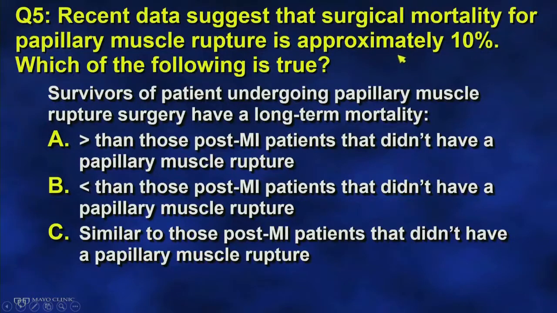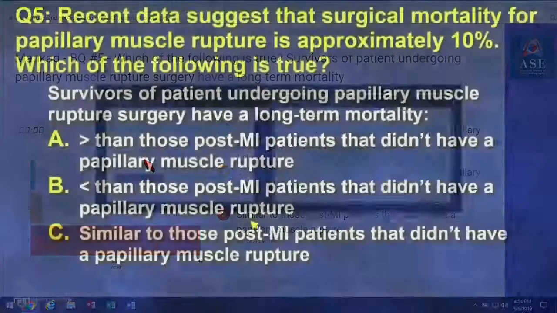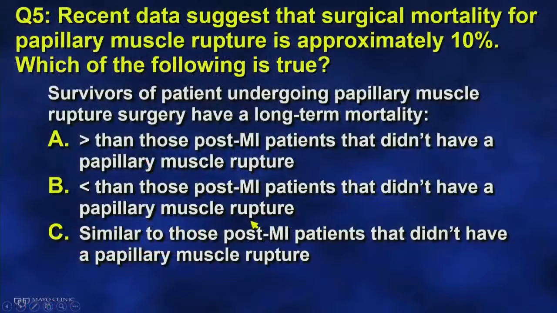If that's the case, which of the following is true? Survivors have a long-term mortality that is higher than post-MI patients that didn't have a papillary muscle rupture, lower than patients that didn't have a papillary muscle rupture, or similar. Great. It's similar. So whether the mortality is 10 to 15%, you've got to try it.